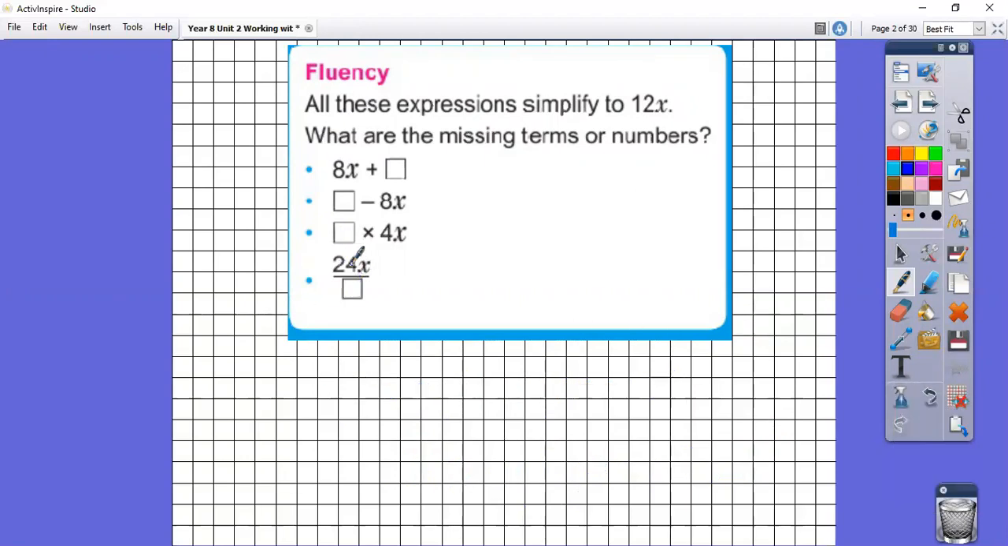And then the final one says 24x divided by something gave you 12x. So again, 24 divided by what gives me 12? That's 2. So 24x divided by 2 gives you 12x. Okay, so that's our fluency question, just to get us up to speed on this topic. And now we're going to move on to the first part of the questions.